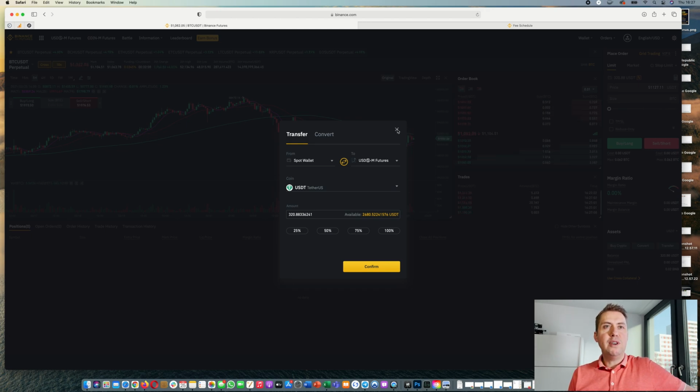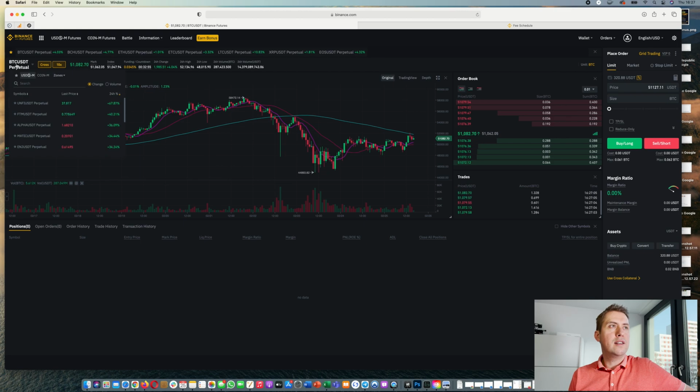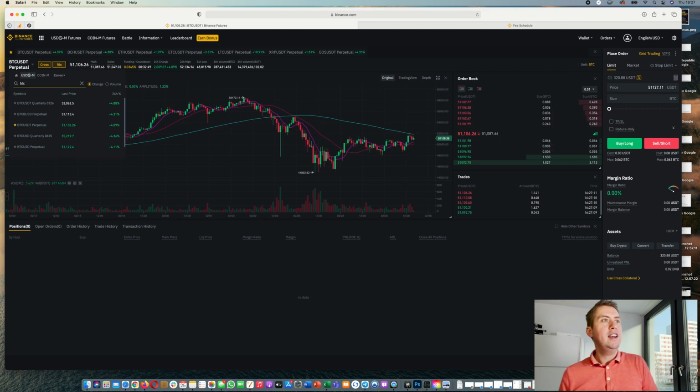Once we have money in our futures account, we can select what we actually want to trade. Let's keep it easy and say we want to trade Bitcoin. As you can see, for BTC there are perpetual futures or quarterly futures. As the name already suggests, perpetual contracts don't have an expiration date, so they run theoretically forever. And quarterly futures have an expiration date. If you're trading quarterly futures here, this one expires on March 26th and this one would expire on June 25th.